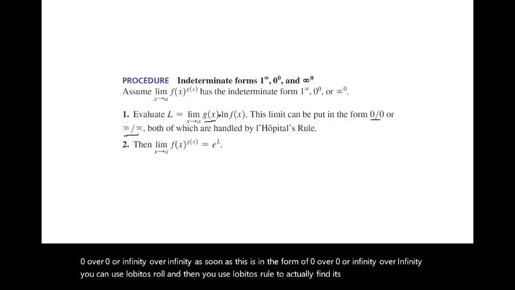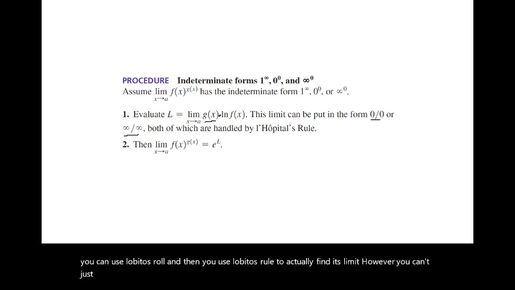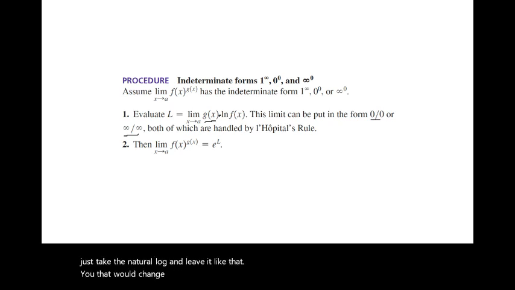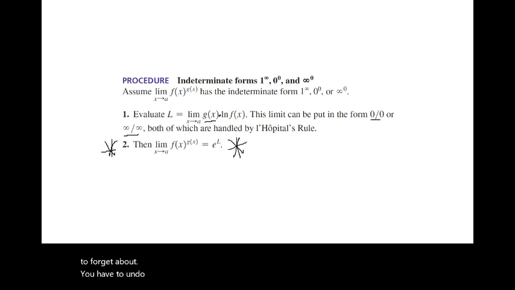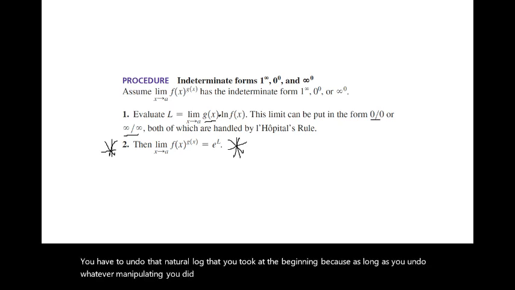However, you can't just take the natural log and leave it like that. That would change the problem. So this final step, which takes 10 seconds, but it's really easy to forget about, you have to undo that natural log that you took at the beginning. Because as long as you undo whatever manipulating you did before, you didn't actually change the problem.